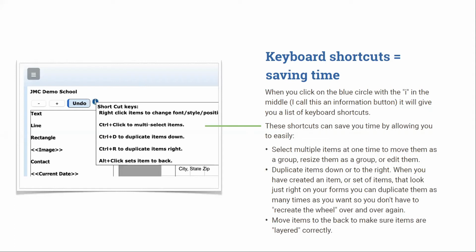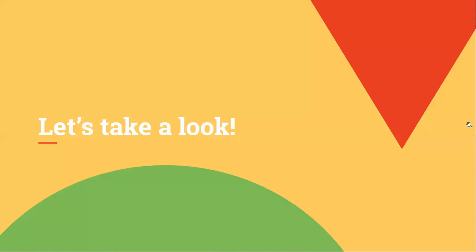So that you're not recreating the wheel every time, you don't have to drag things every single time from that left-hand field list. And then also the Alt-click sets items to the back, because when you add things onto the form, it's a layering of items on the form. So if you are clicking on something like a text box and it has a rectangle over it, and you can't get into it to change that text, oftentimes it's because that rectangle is considered the item on top. So then you use an Alt click to set that rectangle to the back, and then you can click on that text box. So let's take a look at that also.